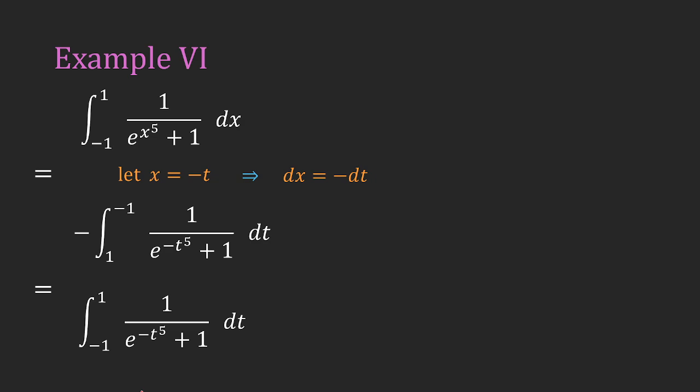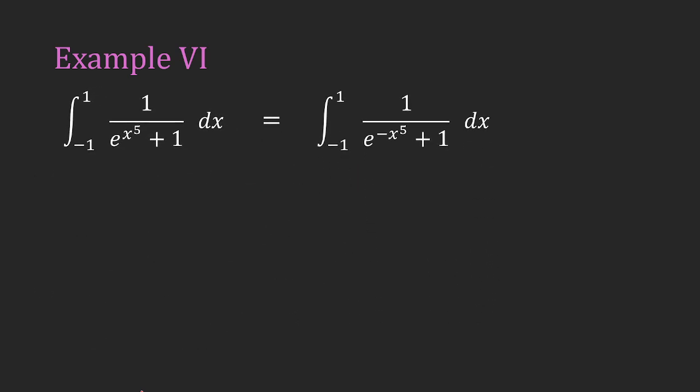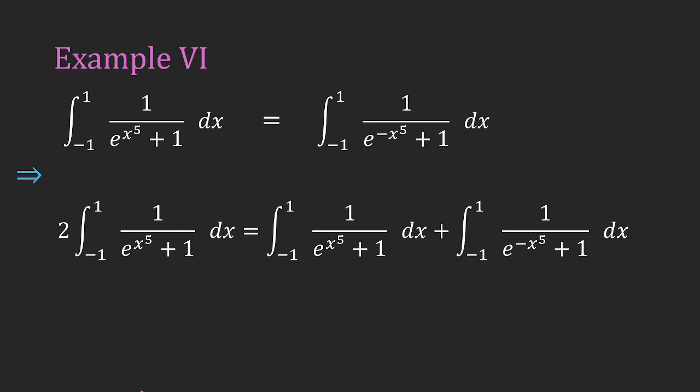So similar, in fact, using that dummy variable property, we can just make this integral in terms of x again, because the letter we use does not matter. We'll see that these two integrals, the one we start with and the one we're at right now, are very similar. They have the same bounds and the denominators are almost identical. So what happens if we add the integral on the left-hand side to both sides of this equation? Well, we'll get that twice this integral we started with is equal to the integral that we started with plus the integral we have right now.